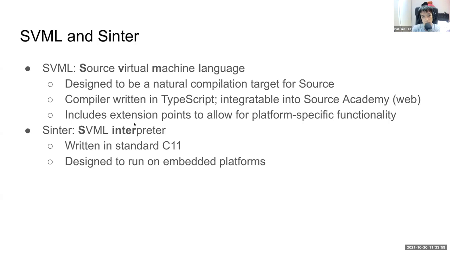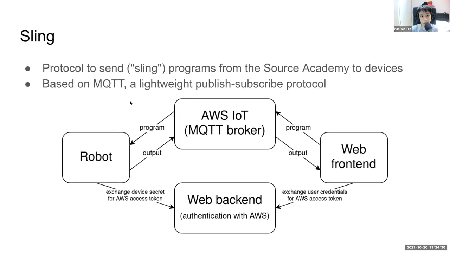The next component is Sinter, which is our VM implementation. We wrote it in standard portable C11 and designed it to be run on embedded platforms. That means that we avoided floating point operations where possible, and also avoided using dynamic memory allocation at all. These two components allow us to run our Source programs on embedded devices like the EV3, but we still need a way to get our programs from the Source Academy onto the EV3 itself. And so this is where Sling comes in.